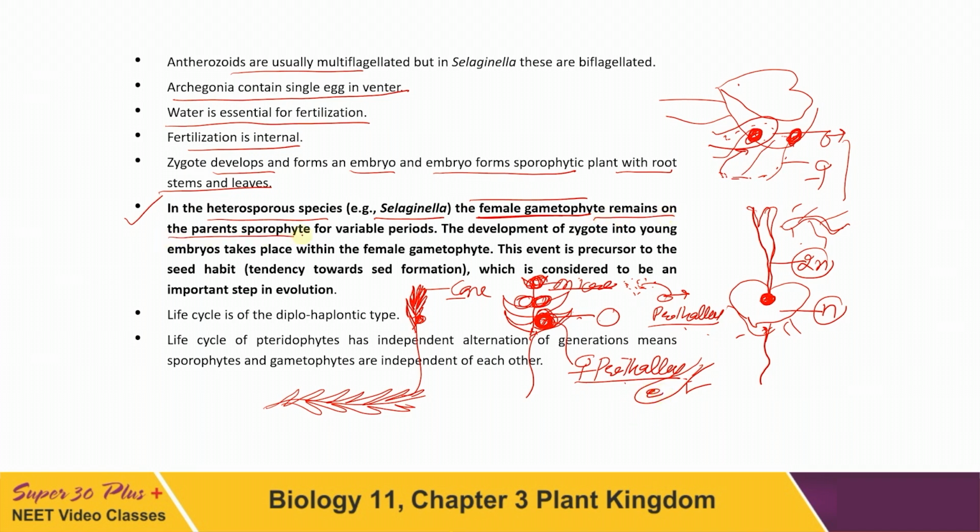The female gametophyte remains attached to the parental plant. Very important, you must understand this. It remains attached for variable periods. The egg will be fertilized even while the archegonia are on the mother plant. Development of the zygote into a young sporophyte, that is a young embryo, takes place within the female gametophyte, which is still attached to the parental plant. This event is the precursor of the seed habit.